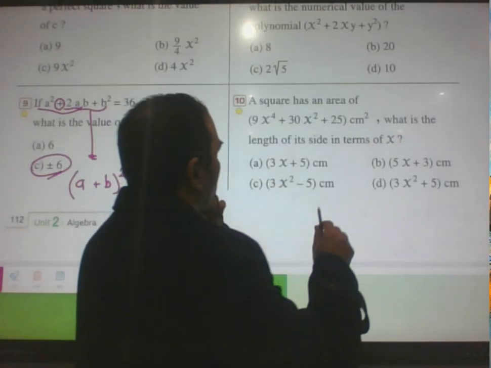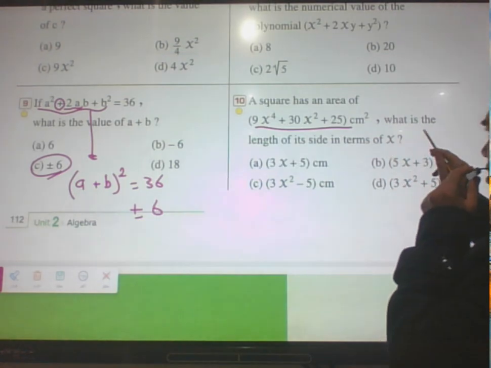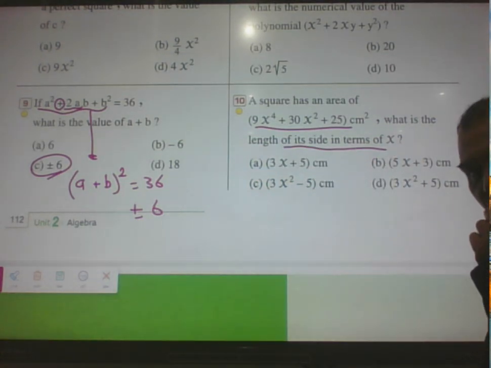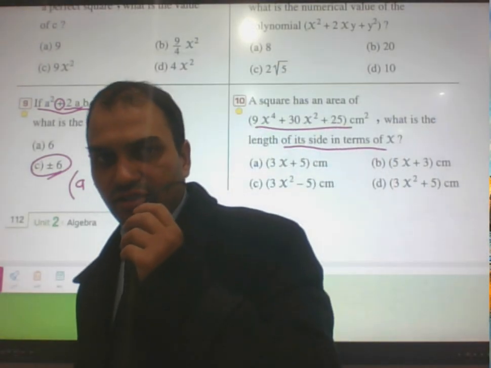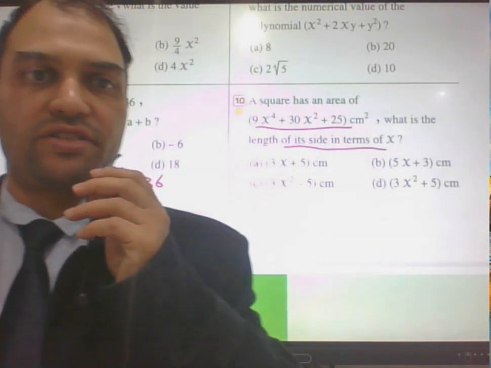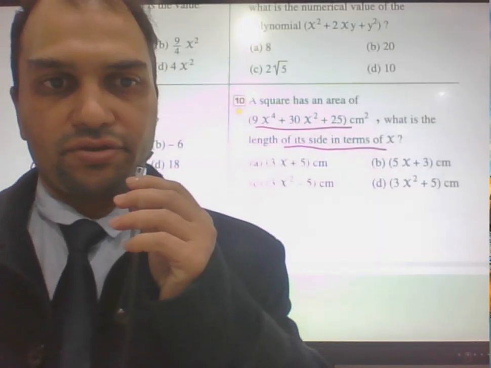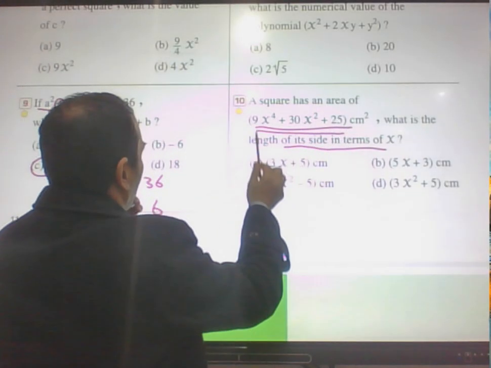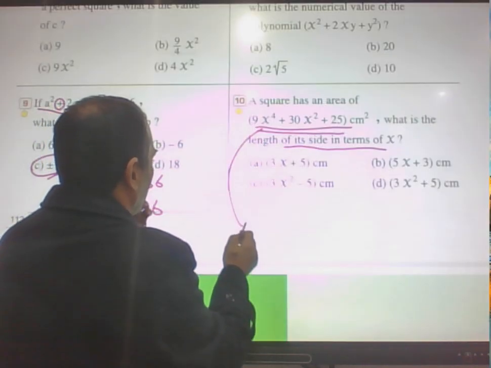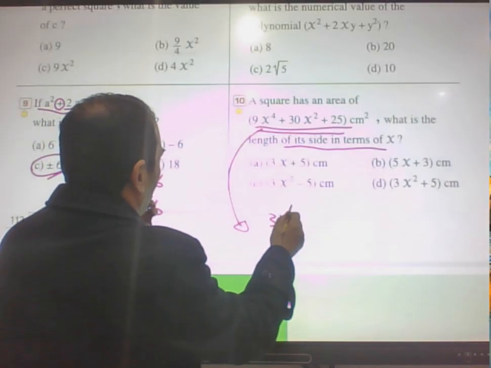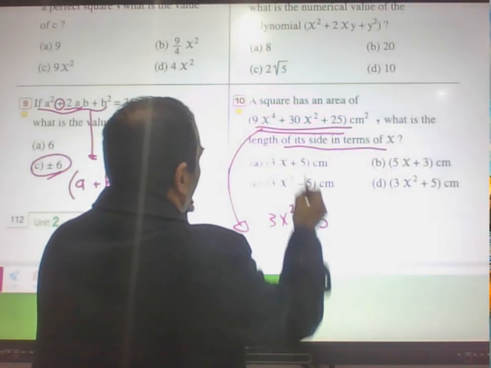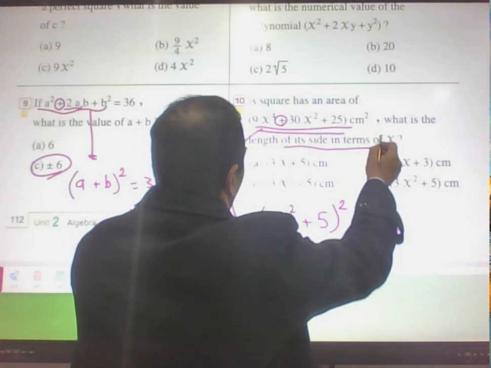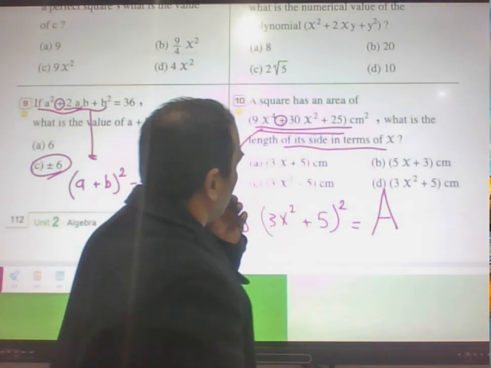Last question: a square has an area. We have the area of the square. What is the length in terms of x? We know the area of a square is side times side. Then we can find the side length by the square root of the area. This example we call a perfect square, then we can simplify this expression. It will be the square root of the first, the square root of the third, and the sign here positive, all squared. And the answer will be the area he gave me.